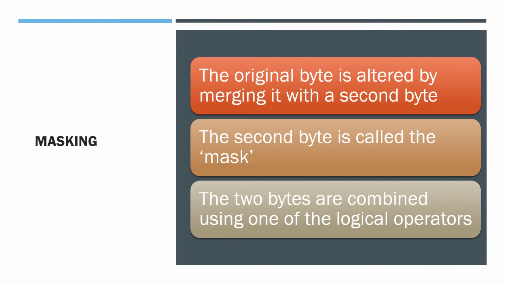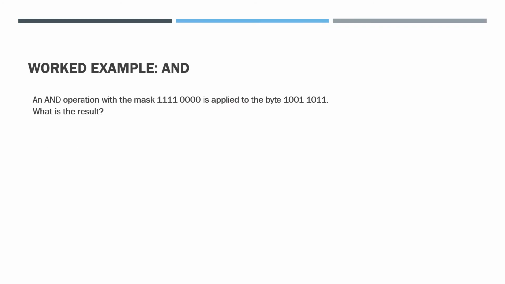So we write down the byte and then we merge it using one of those operators that I've just described. The second byte is called the mask. We frequently use the same mask with many different input bytes. So let's do a worked example.